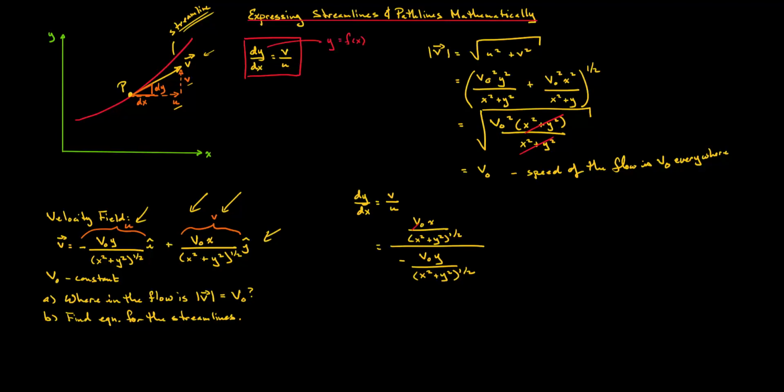So we see v naught and v naught cancel. Also, our denominators cancel out. So we are left with the negative of x over y. So let's spread this out over here. We have dy by dx is equal to negative x over y.